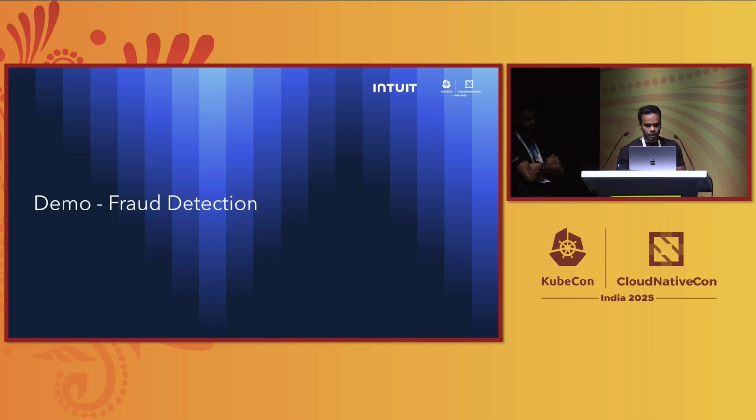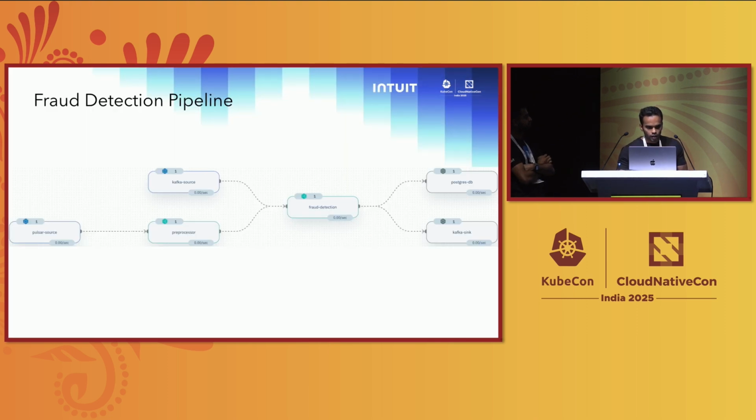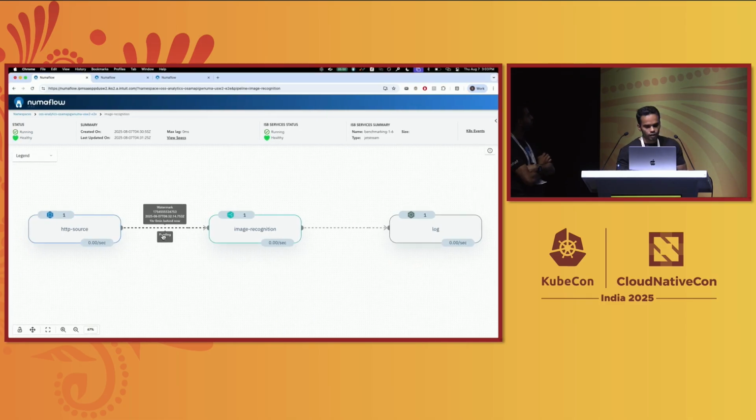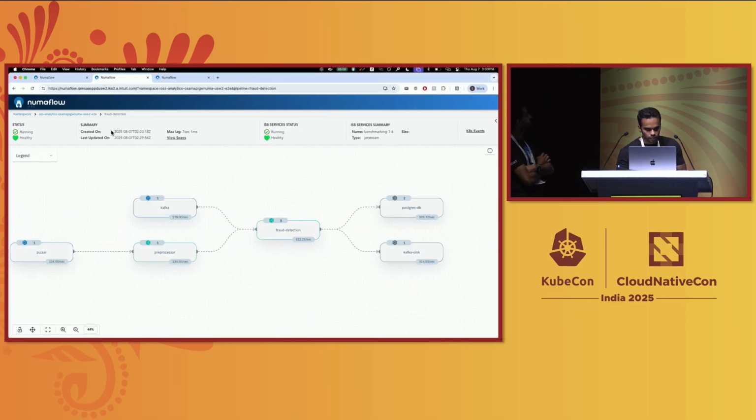Now let's see a slightly more complex example. I have a fraud detection pipeline. In this case, the events are coming through both Pulsar and Kafka. Some of the events coming through Pulsar might be missing some of the fields, so that enrichment is done at the preprocessor stage. And both of this data is sent to the fraud detection step.